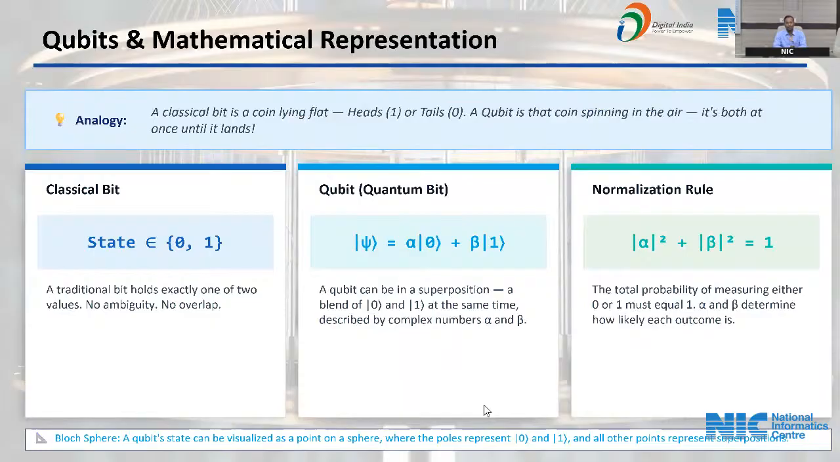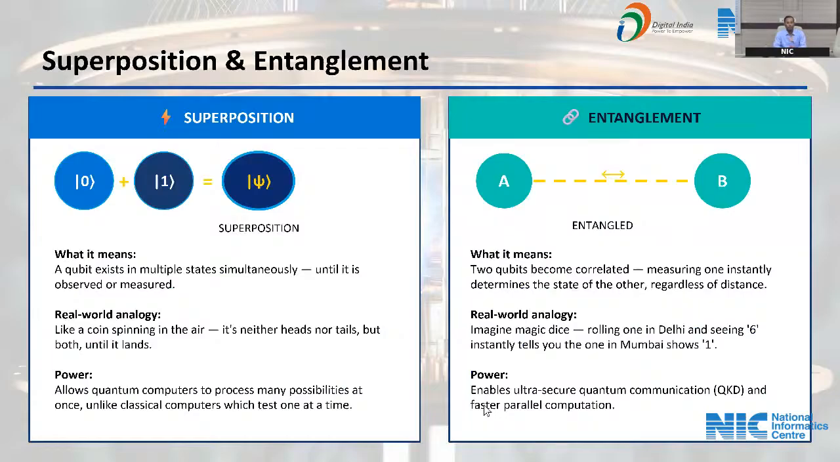To better understand, the Bloch sphere has been devised, which is a graphical representation of a qubit. It says that a qubit state can be visualized as a point on a sphere where the poles represent the basis states. Of the two poles, one is 0 and another is 1, represented as ket 0 and ket 1, and all other points on the sphere are superpositions. What is superposition? Superposition is the probability of being 0 and 1 simultaneously.